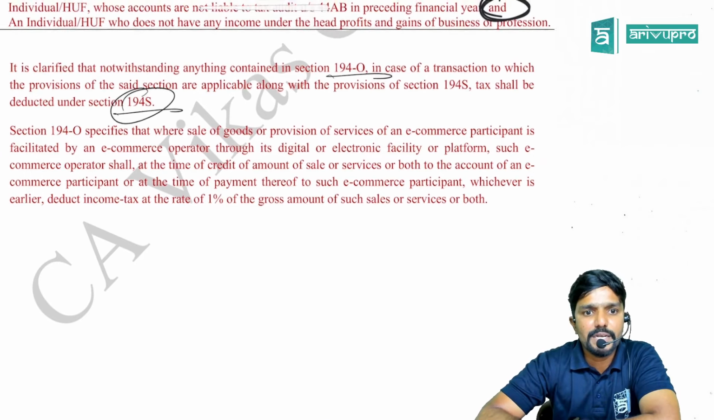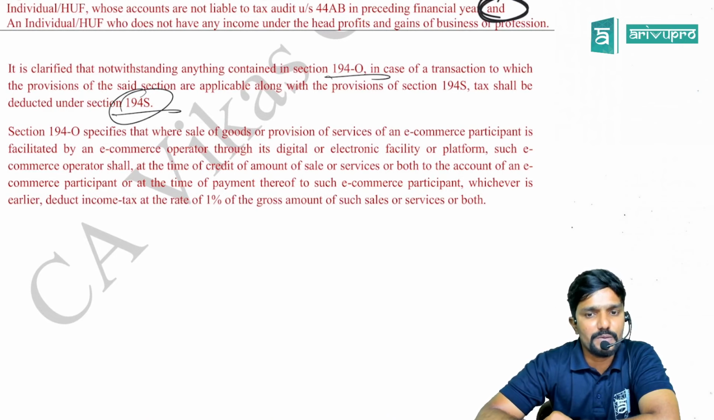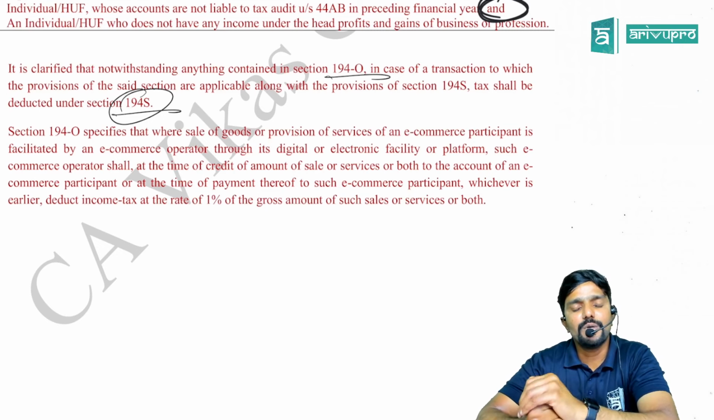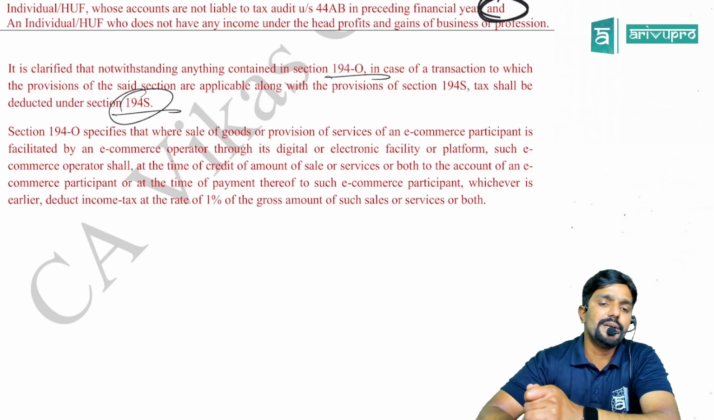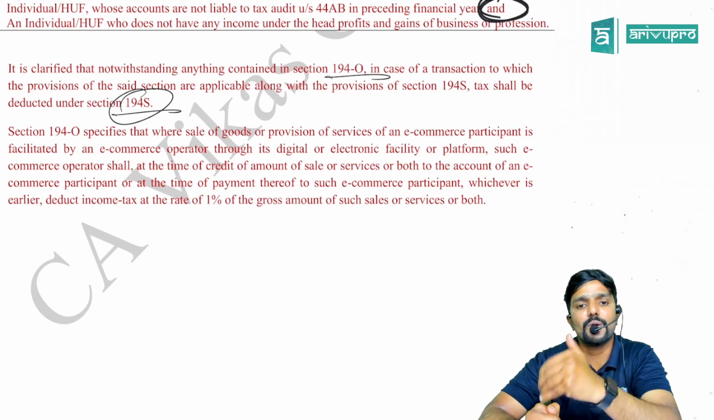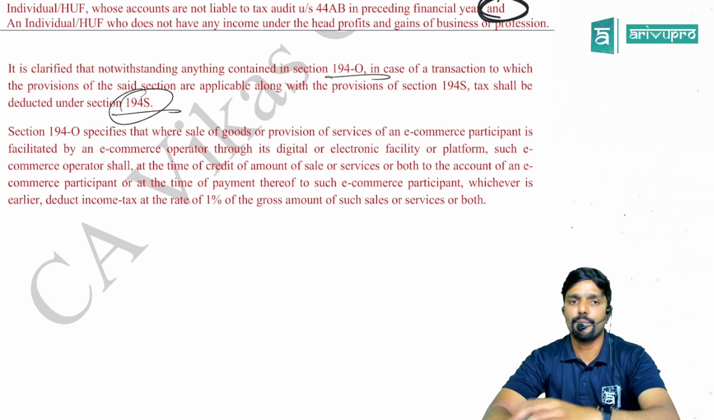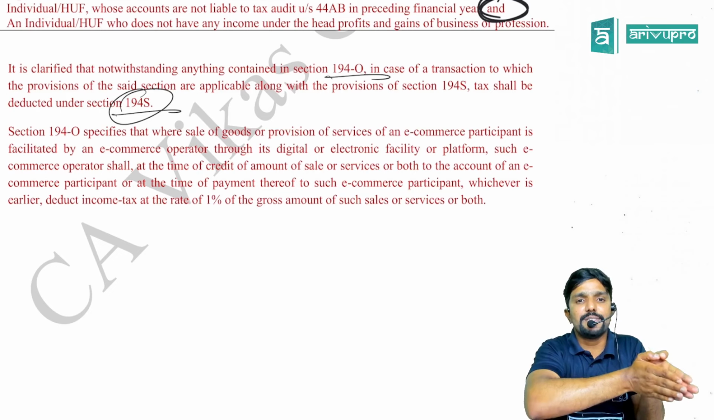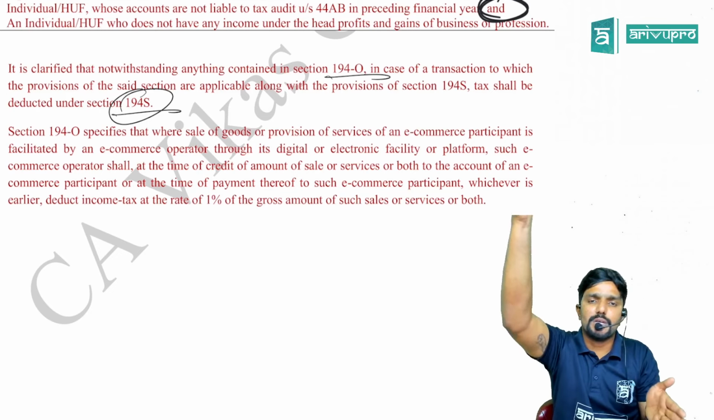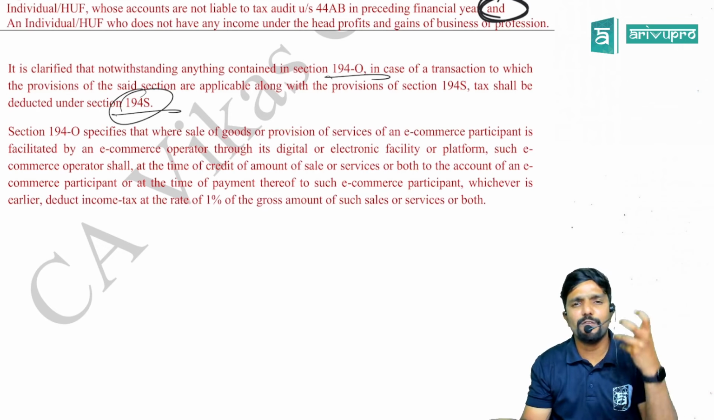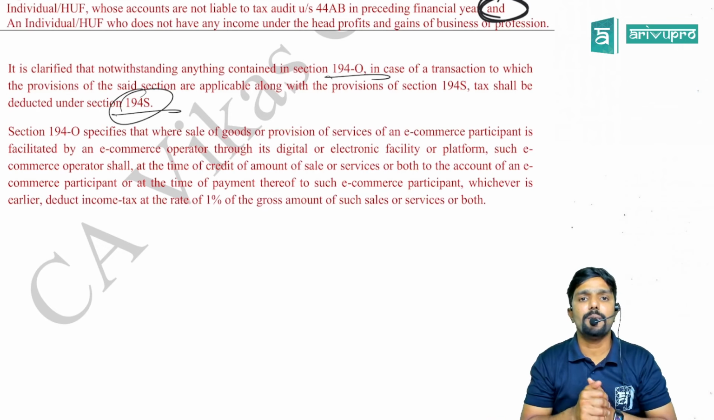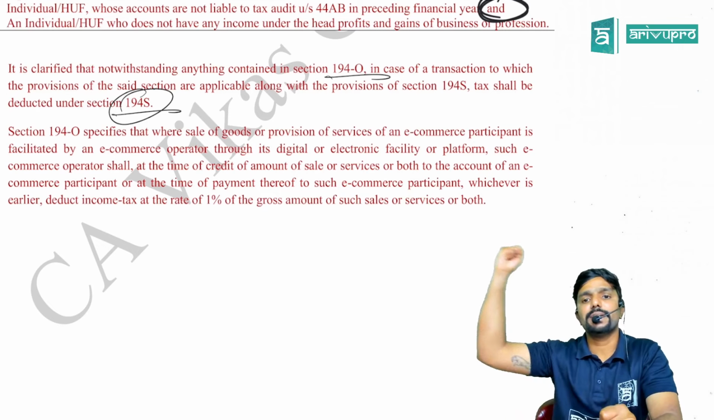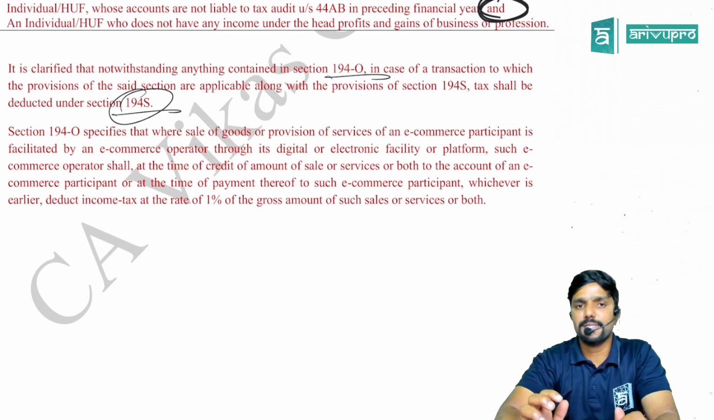Such e-commerce operator shall at the time of credit of the amount of sale or services or both to the account of an e-commerce participant or at the time of payment thereof to such e-commerce participant, whichever is earlier, deduct income tax at the rate of 1% of the gross amount of such sales or services or both. So 194O we already covered in detail in our regular classes. Whenever there is an e-commerce participant who is selling the goods or services through an e-commerce operator like Amazon, Flipkart and all, then the e-commerce operator has to deduct TDS at 1% on whatever sale value the e-commerce operator has collected from the buyers and is giving it to the participants, guys.